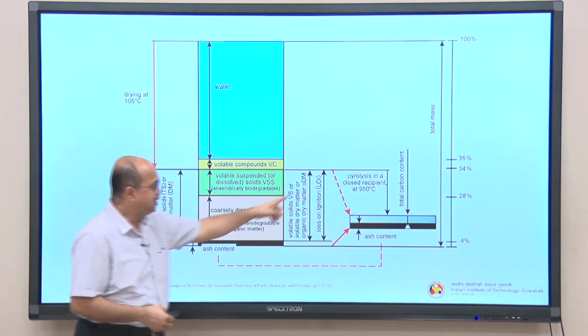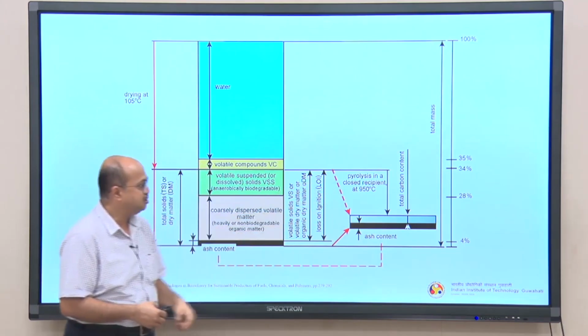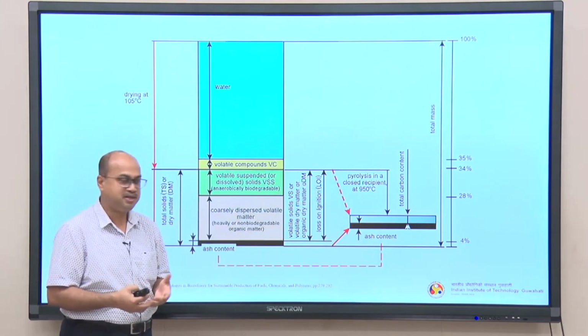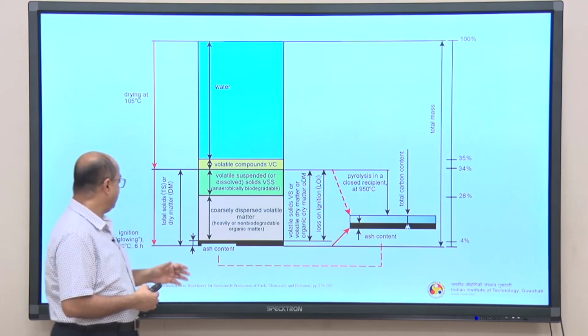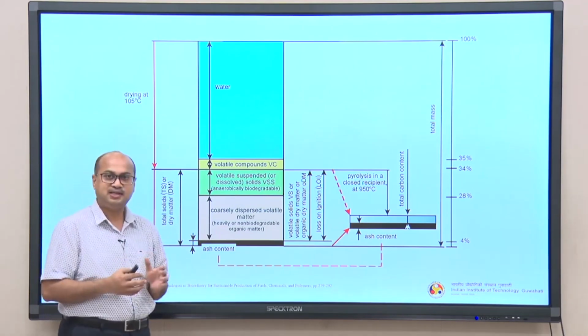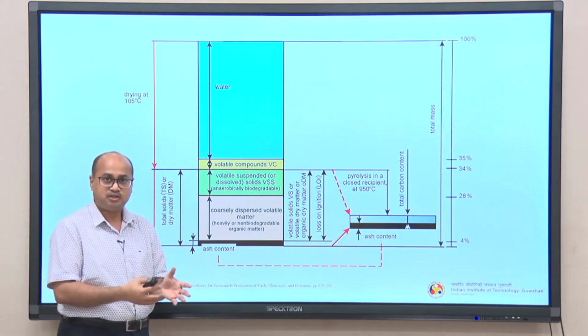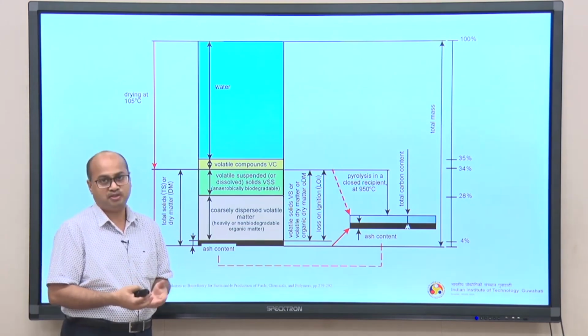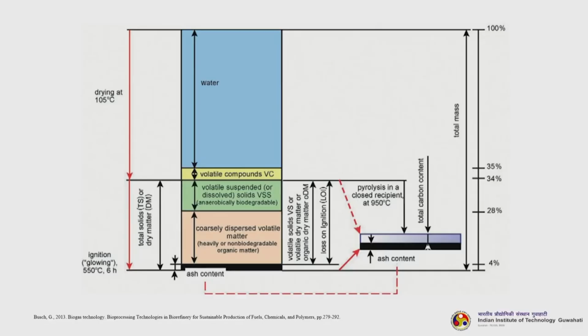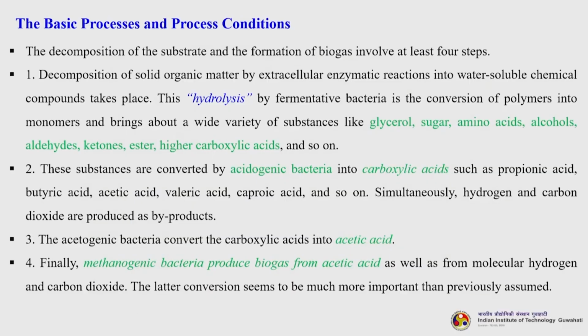Again, ash content can be determined using pyrolysis in a closed recipient at 950 degrees centigrade. Okay. So, you can understand in a single slide what the different characterization techniques are with respect to thermal decomposition, basically. Okay. So, now we will try to understand the basic processes and the process conditions that are essential for the biogas fermentation. The decomposition of the substrate and the formation of biogas involve at least 4 distinct steps. So, we will see one by one.